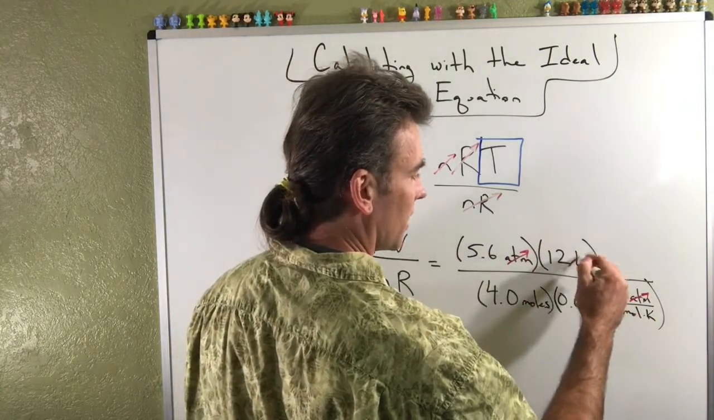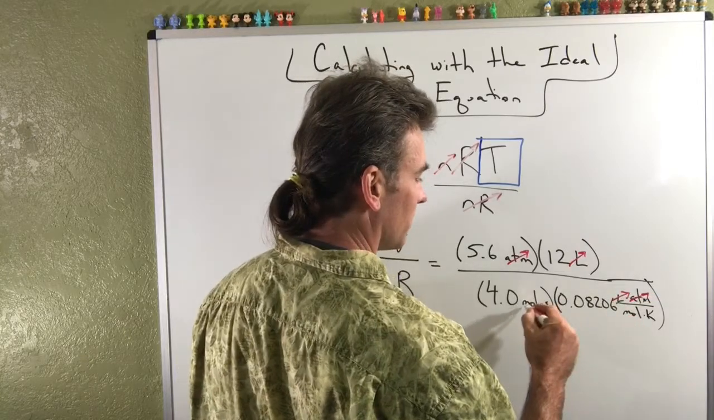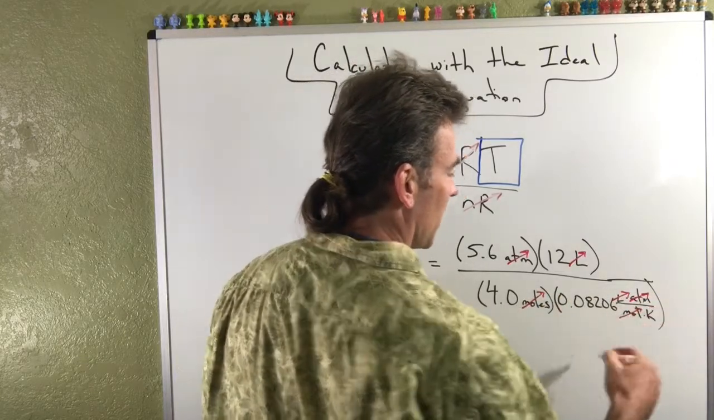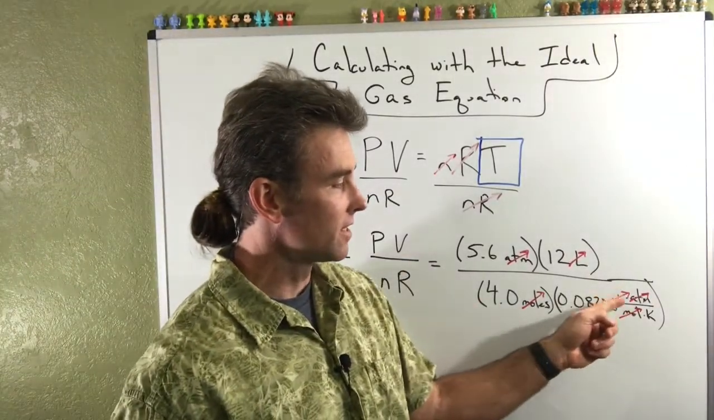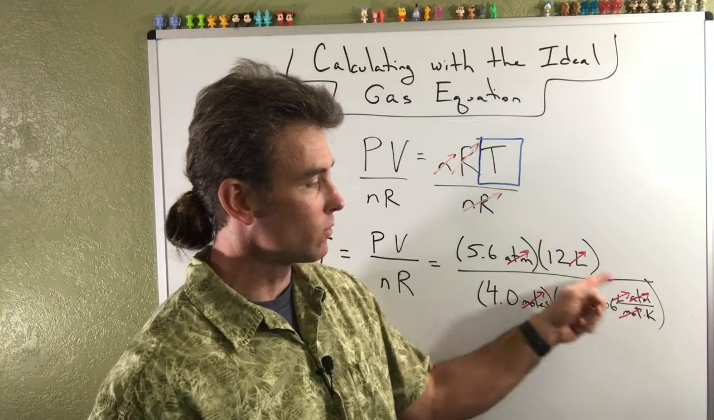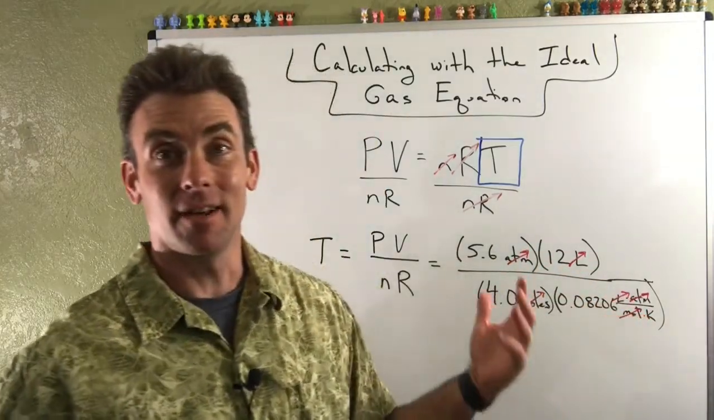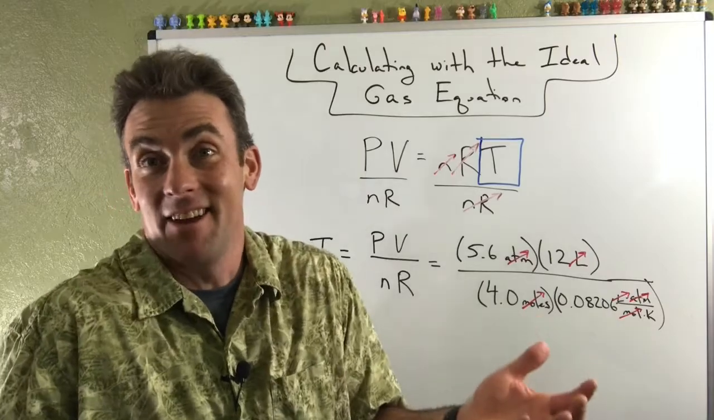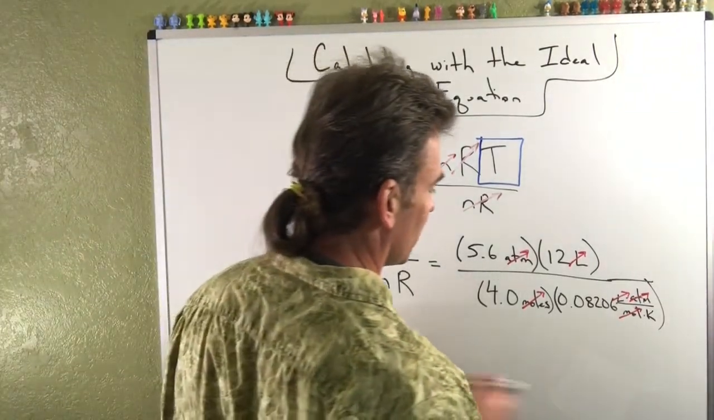Liters and liters are going to cancel out, and then moles and moles are going to cancel out. And this is kind of what I was talking about: the unit that we're left with is this 1 over K, right? But it's really a 1 over a 1 over K, and it turns out that just is K. So we're confident at this point that our numbers are going to work out correctly.